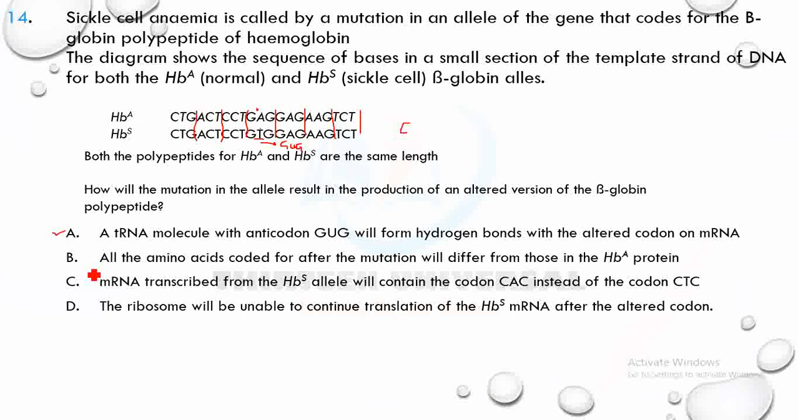So why is B wrong? All the amino acids coded for after mutation will differ from those. Not all amino acids, because it's only one part that is changed, okay? All of these are the same here, the same here. So this is wrong. C says mRNA transcribed from the HbS allele will contain the codon CAC instead of CTC. Now, can you see? This mRNA here, GAG, is supposed to be C, and T. mRNA doesn't have T, so it would be CUC. So mRNA cannot have T, so this is wrong.